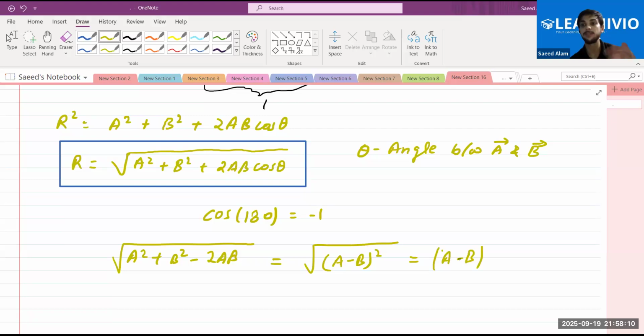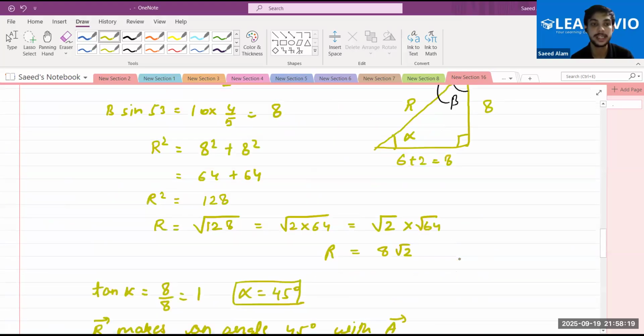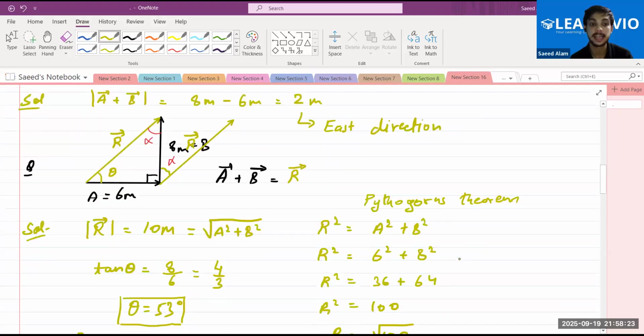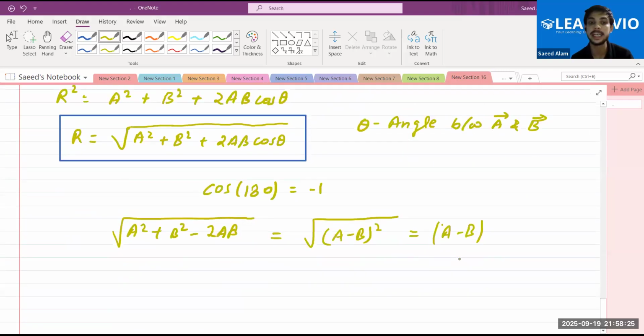Okay. In the first case, if we subtract them, we'll get the answer to be 2. Yes or no? Yes. Okay. So have we got the answer to be 2 in the second case? Yes. In the third case, the angle between A and B was, what was the angle between A and B?